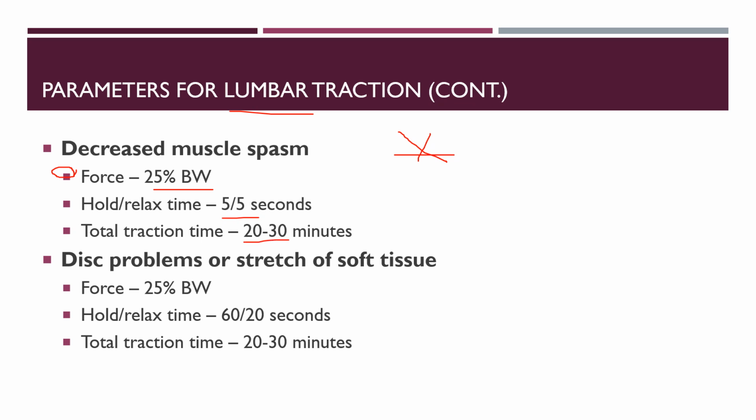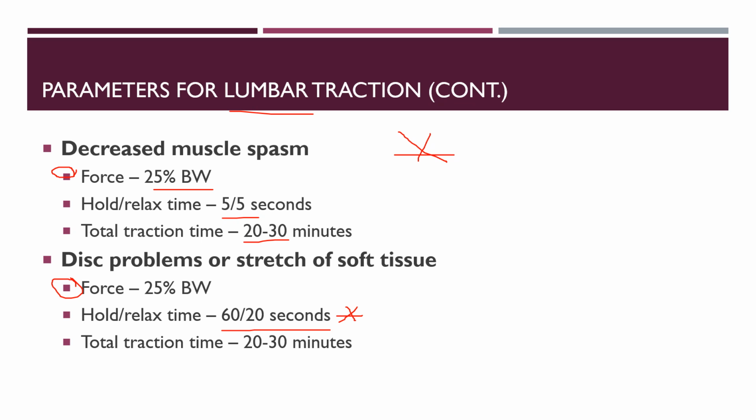Still 20 to 30 minutes for our traction time. For disc issues or a soft tissue stretch, we're still going to use a pull force of 25% of somebody's body weight. The hold relax time is going to be longer, right? 60 seconds on, 20 seconds off. And it's really important to note why we're doing this, okay?